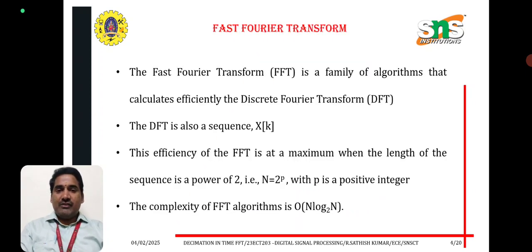What is meant by Fast Fourier Transform? A fast Fourier transform is a family of algorithms that efficiently calculates the discrete Fourier Transform. The DFT is also a sequence X of k. The efficiency of the FFT is at the maximum when the length of the sequence is a power of 2, N is equal to 2 to the power p, where p is a positive integer. The complexity of FFT algorithms is of the order of N log 2 of N.